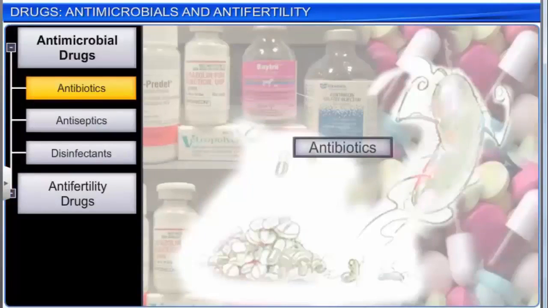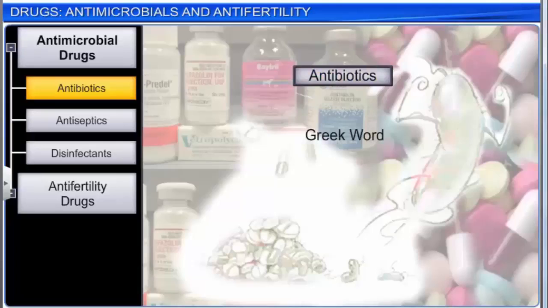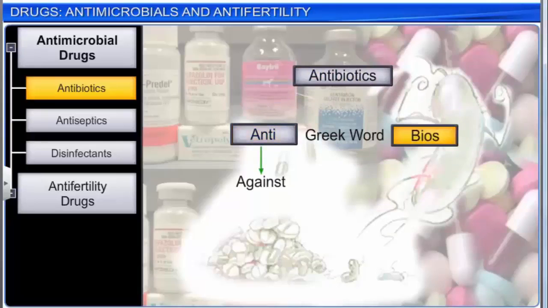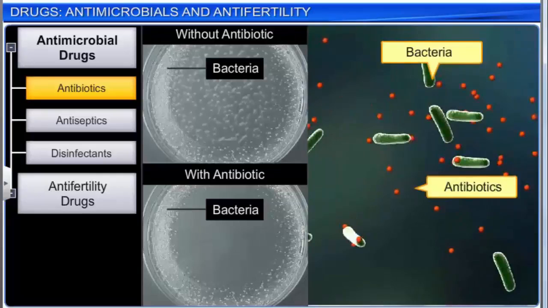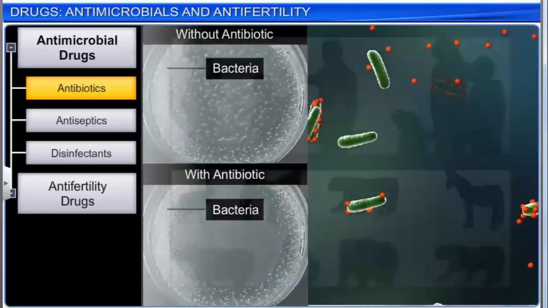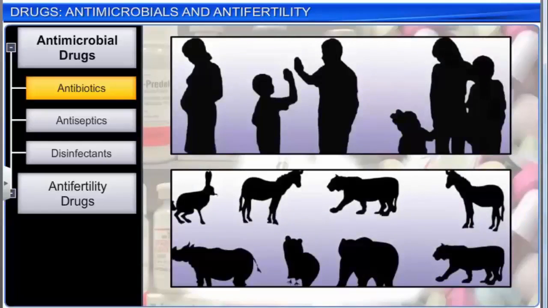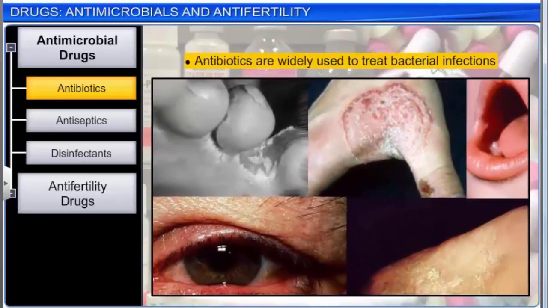First, let's learn about antibiotics. The word antibiotics comes from the Greek word anti, meaning against, and bios, meaning life. An antibiotic is a drug that kills or slows the growth of bacteria. Owing to their low toxic effect on humans and animals, antibiotics are widely used to treat bacterial infections.